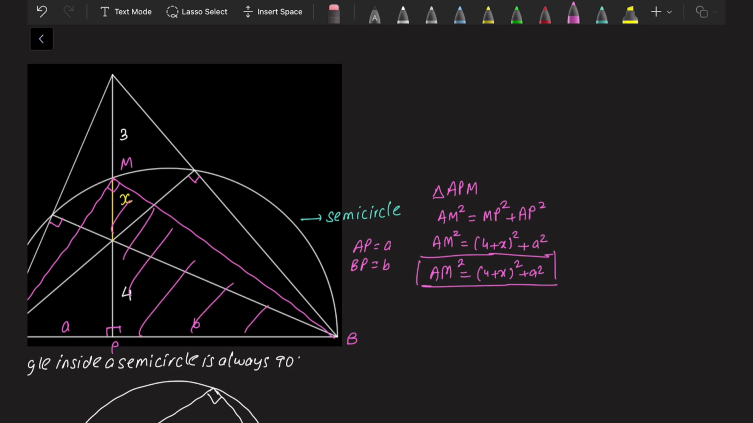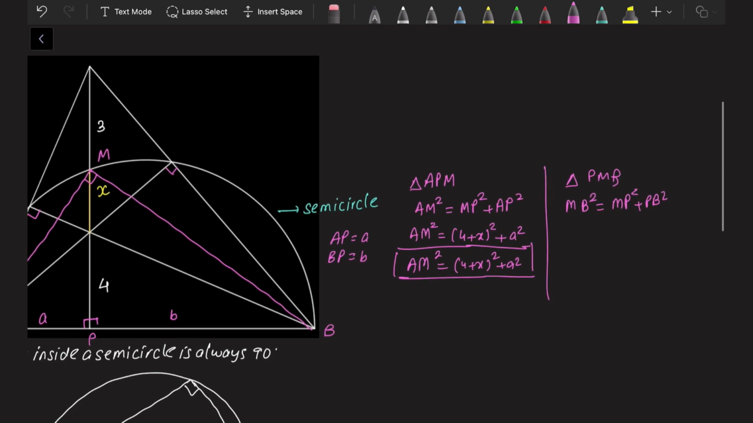Similarly on the other side we have this right angle triangle. If I name it, you can easily understand. The triangle is triangle PMB. In that triangle, if I apply the Pythagoras theorem, I have that MB square is equal to MP square plus PB square. The hypotenuse MB doesn't have a value, so MB square. The height is again (4 plus x) the whole square, but this time the base is b square.